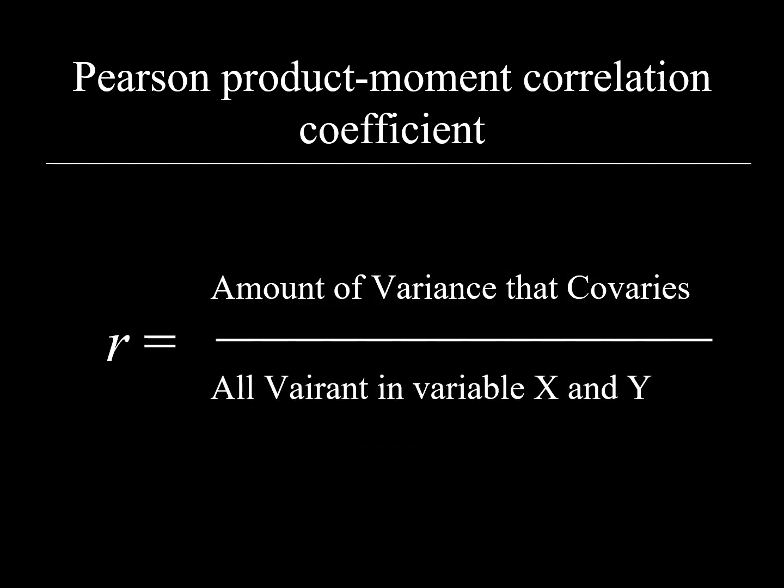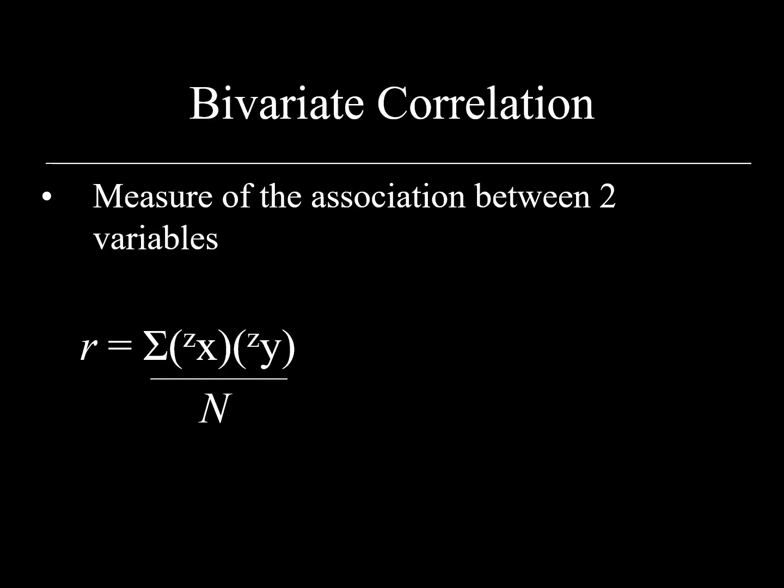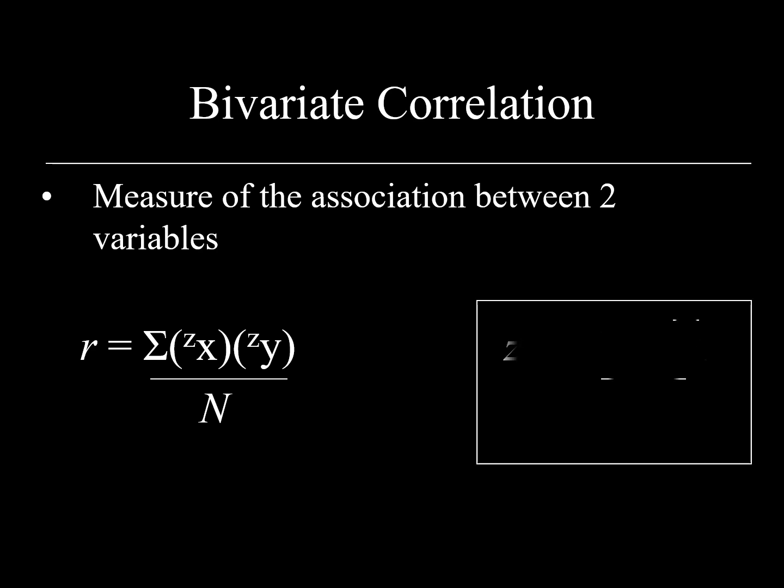In simplistic terms, R is the amount of variance that covaries divided by all the variance in the variables X and Y. Basically, we're looking for the effect over the total noise. A bivariate correlation measures the association between two variables. Again, I have the equation here. R can also be summed up by this equation, which summarizes some of what we've already talked about in the previous equation.